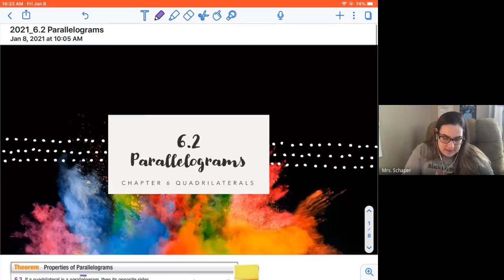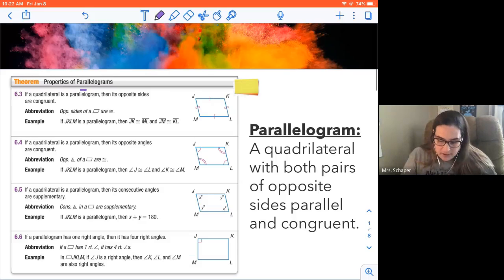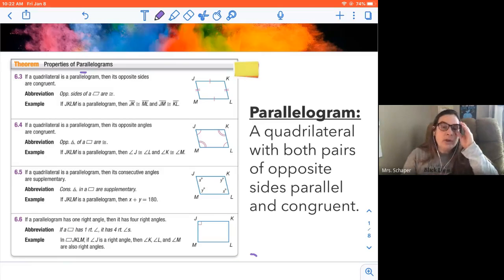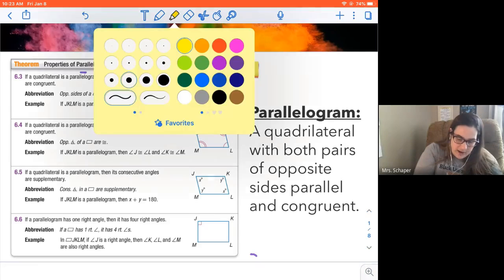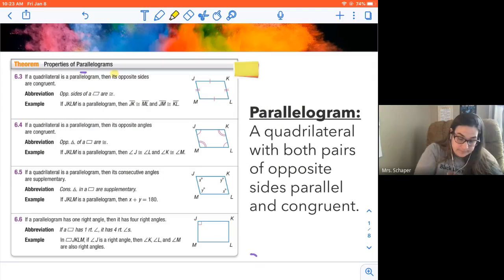All right. So the first thing we're going to be talking about are properties of parallelograms. You've always known parallelograms to mean that opposite sides are congruent, right? Opposite sides are parallel. Well, we also know that in a parallelogram, in addition to opposite sides being congruent, I'm going to switch back to yellow, we also know that the opposite angles are congruent. All right, so if a quadrilateral is a parallelogram, then its opposite angles are congruent.